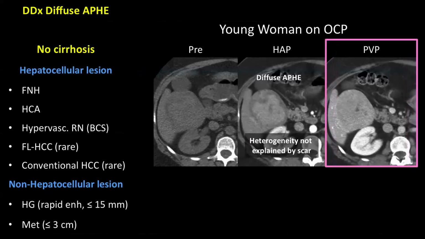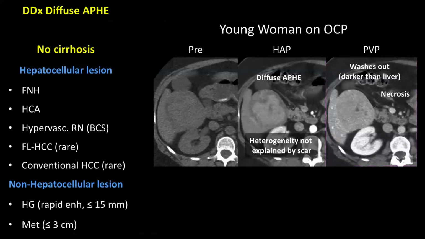If we go to the portal venous phase, do we see delayed enhancement of a central scar? No. Instead, what do we see? We see that this lesion looks a little bit darker than background liver. So this lesion actually washes out to become darker than liver. It's not fading to iso-attenuation. It's washing out to become darker. Another thing we don't like about this as an FNH. And notice that it has pockets of non-enhancement on the delayed images. These are little pockets of necrosis, which again is not a feature of focal nodular hyperplasia.